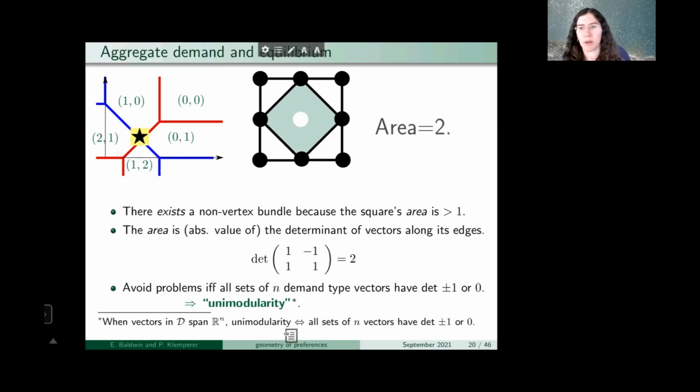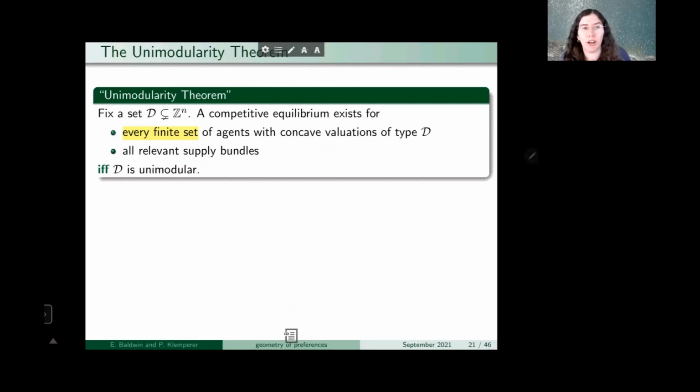There's a slight caveat here that if you always actually get zero, if a set of vectors are not big enough in a sense, then you would need to say, does there exist an extension such that you would always get plus or minus one or zero? But let's not worry about that too much right now. So then the unimodularity theorem is as follows. Fix a set of vectors. Competitive equilibrium exists for every finite set of agents with concave valuations of this type and all relevant supply bundles, if and only if that set of vectors is unimodular.